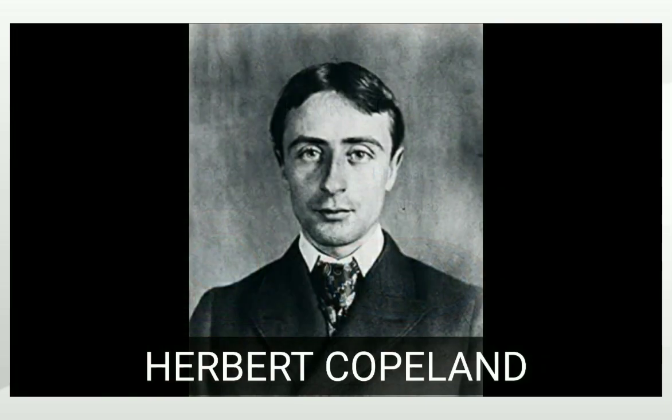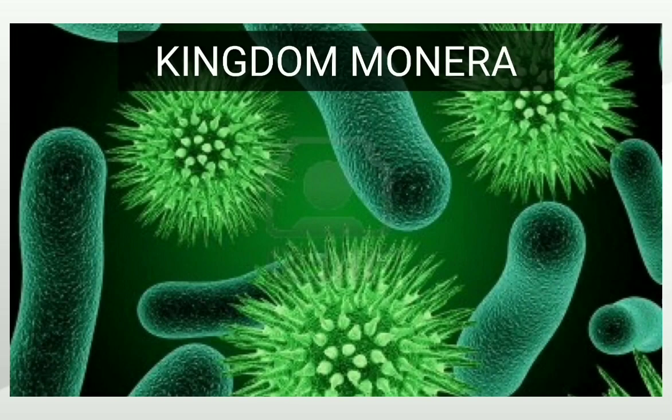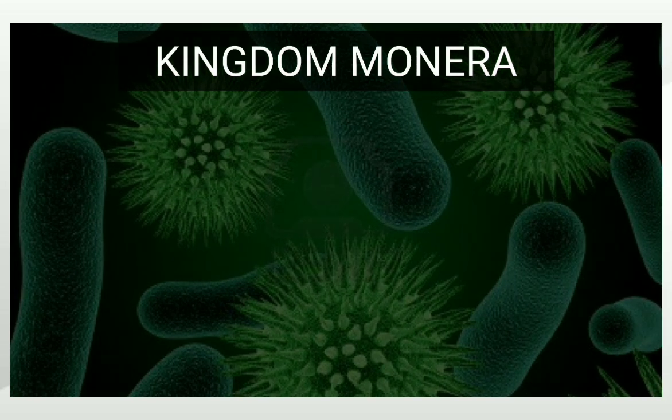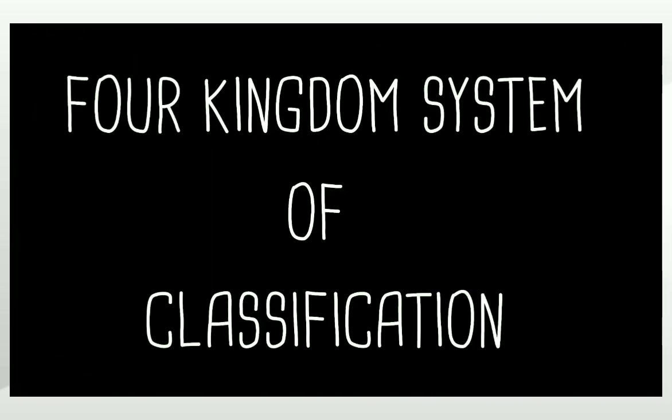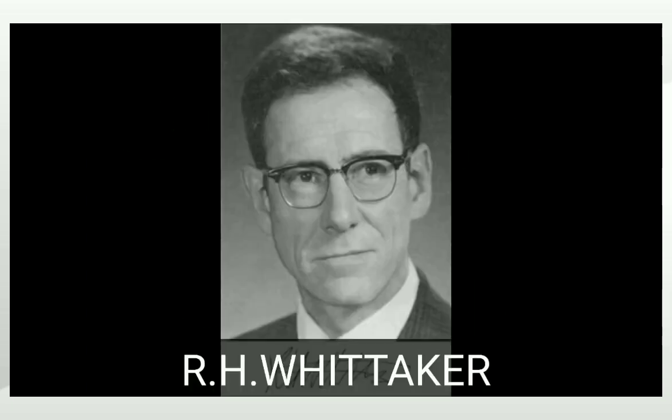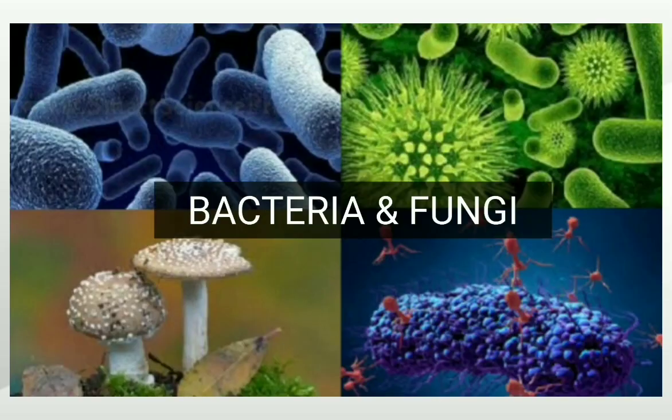Herbert Copeland proposed a new kingdom Monera, in which he placed bacteria, since they are all prokaryotes. This is also known as the Four Kingdom System of Classification. Before this system of classification, bacteria and fungi were placed in kingdom Plantae. As more and more characteristics of fungi and other microorganisms became known, a more advanced classification became the need of the time.